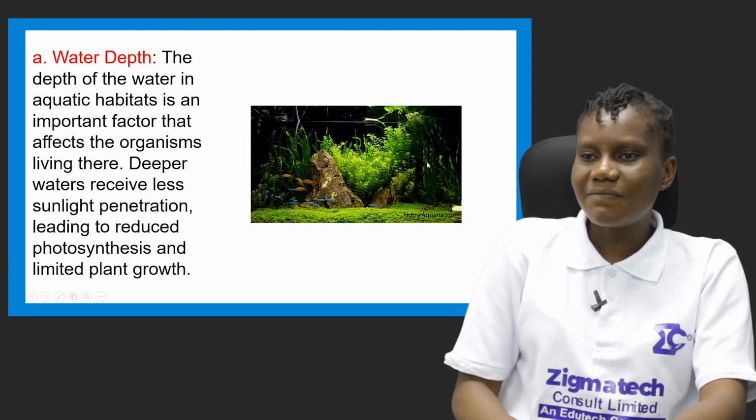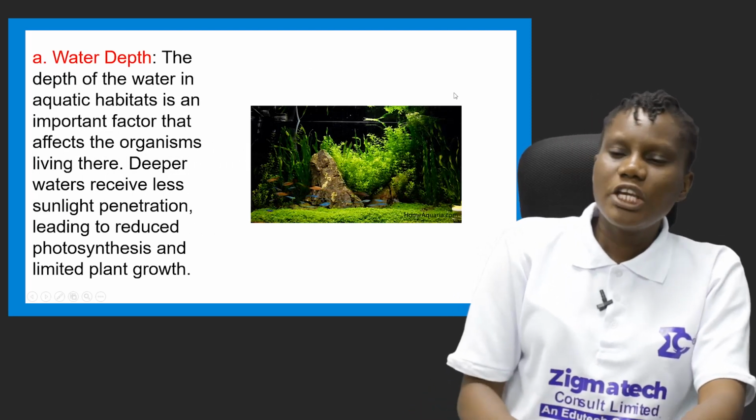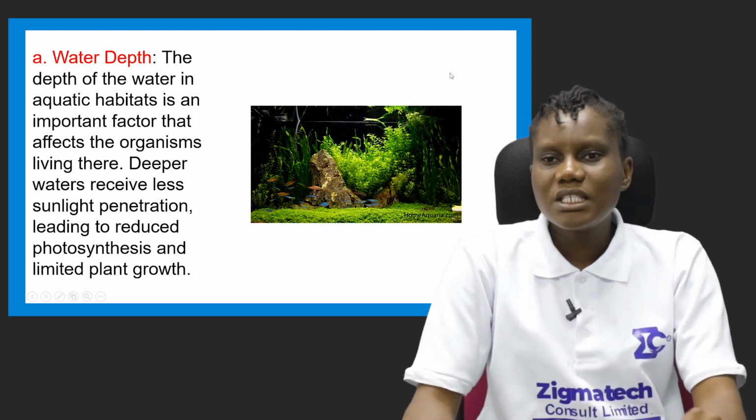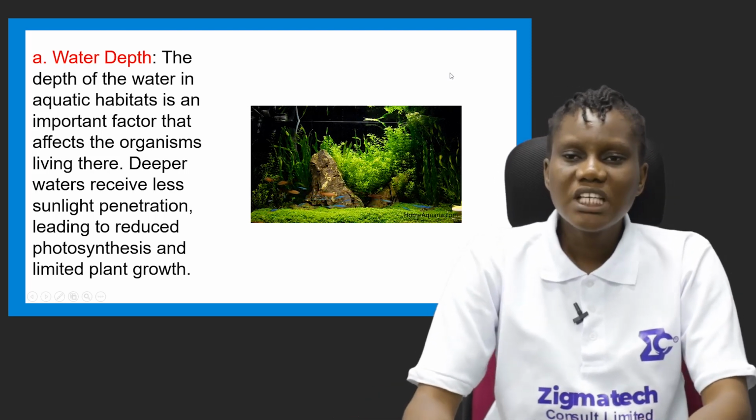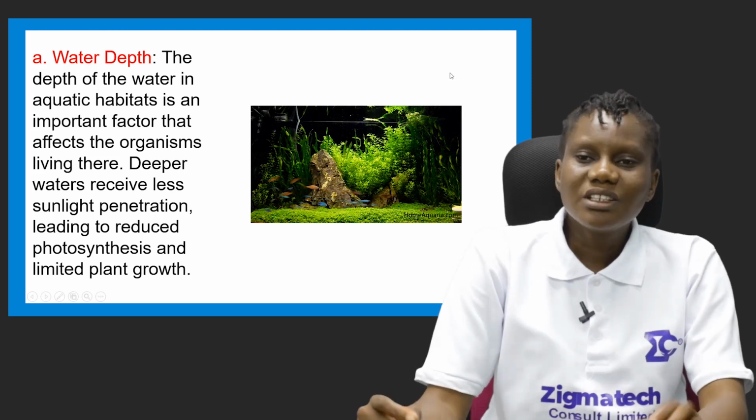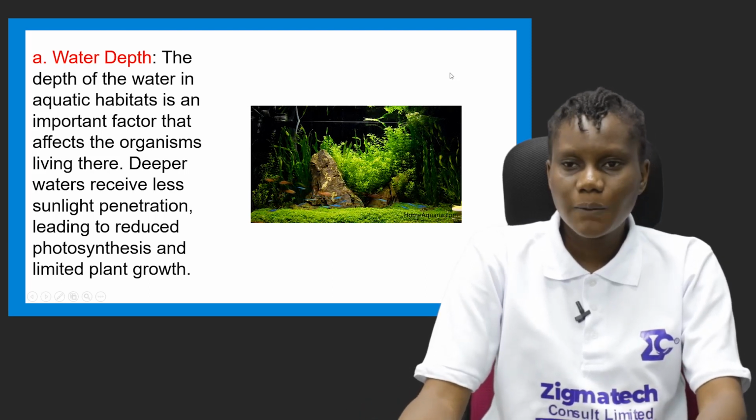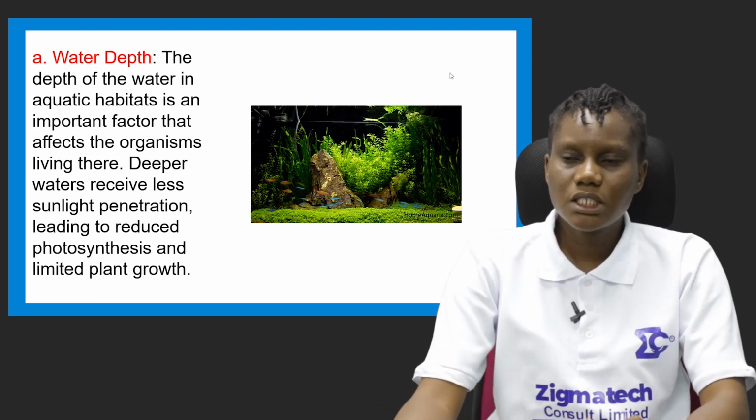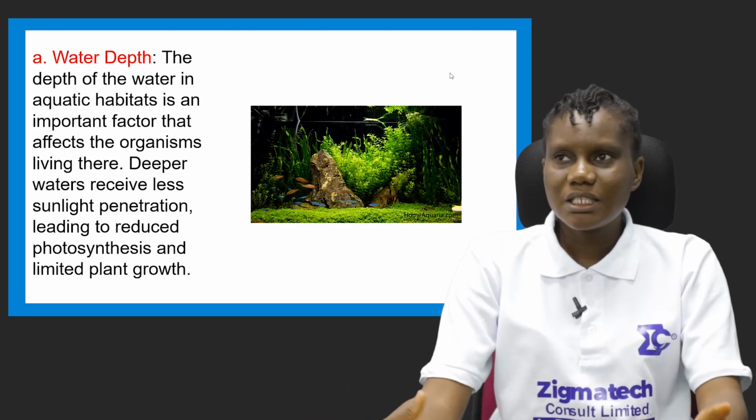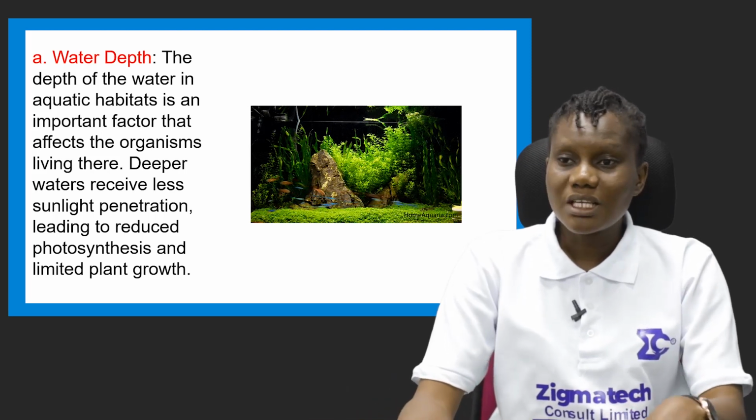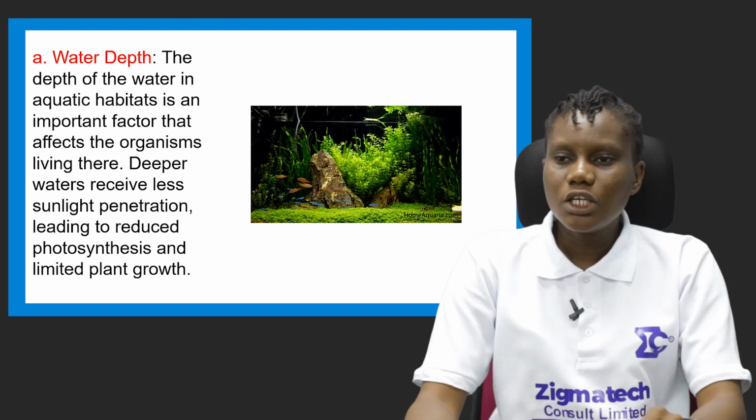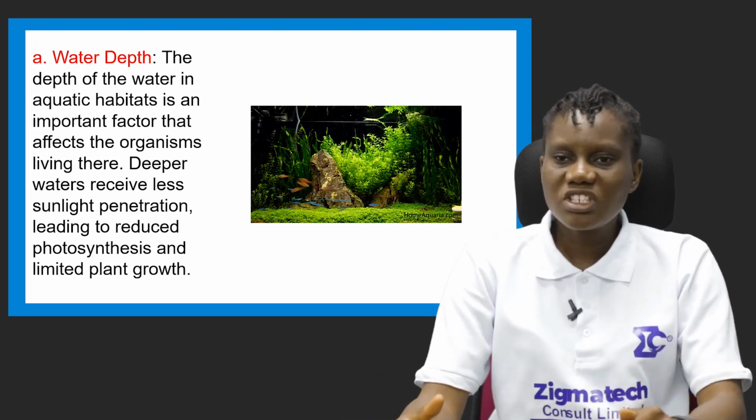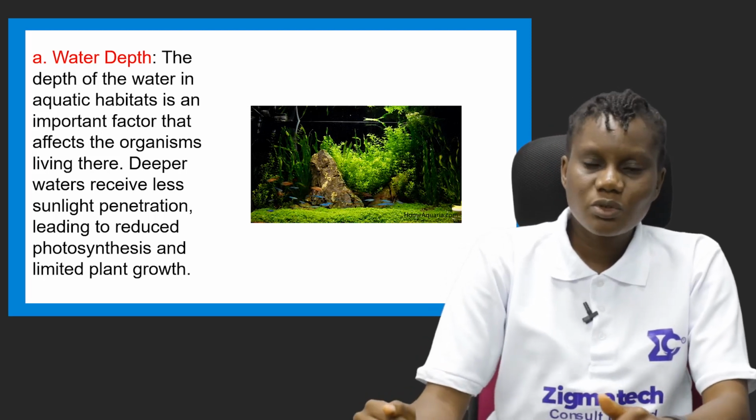Another factor that affects aquatic habitat is water depth. That is how deep the water is. The depth of the water in aquatic habitats is an important factor that affects the organisms living there. Deeper water receives less sunlight penetration. I remember saying in a previous class that there are some organisms that stay deep down in water and they don't easily have access to light. Yes, that was it. So deep water receives less sunlight penetration.